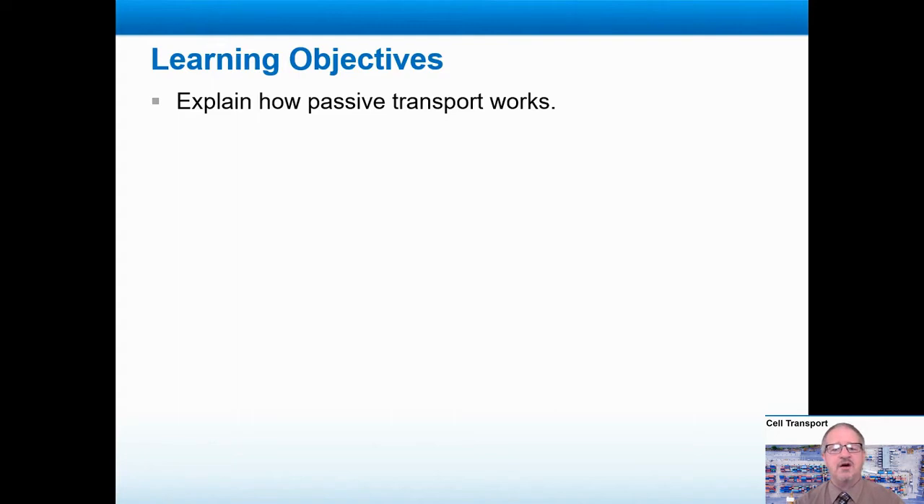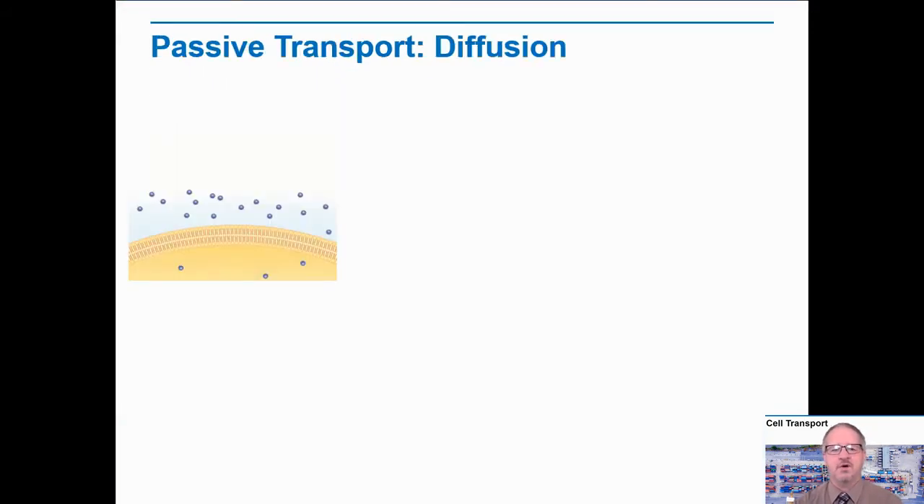And there really are two ways that this happens. It either happens with energy or without energy. So, out of the two terms, active and passive, which one do you think requires energy? Well, if you're thinking the active transport term sounds like the one that would utilize energy, you would be correct. And we're going to get to that in another lesson. Today, we're going to focus on passive transport.